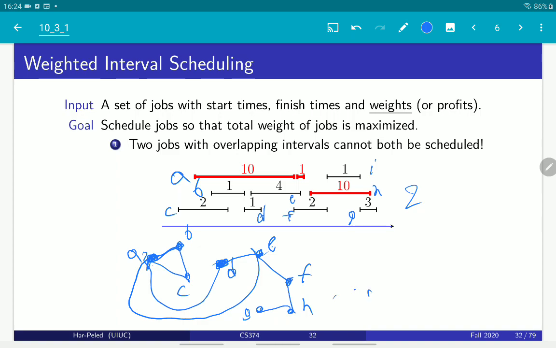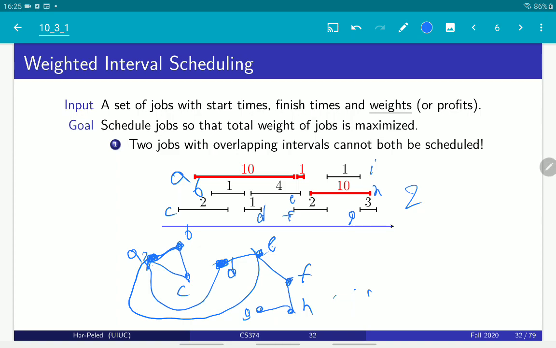I get a graph where two intervals are connected by an edge, two vertices are connected by an edge, only if the two intervals that correspond to them are overlapping. And now, a maximum weight independent set in this graph is exactly a solution for the interval problem. Now, this is a good example of a reduction that you don't want to do because, in fact, the maximum weight independent set for intervals is something you can compute in polynomial time using essentially dynamic programming. So that's not very interesting.